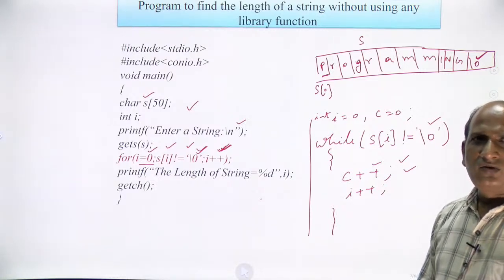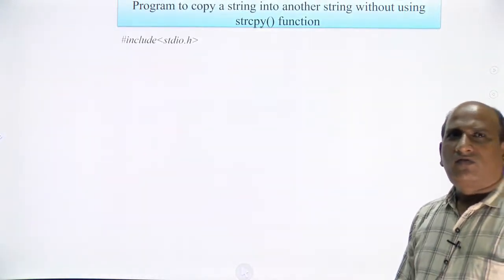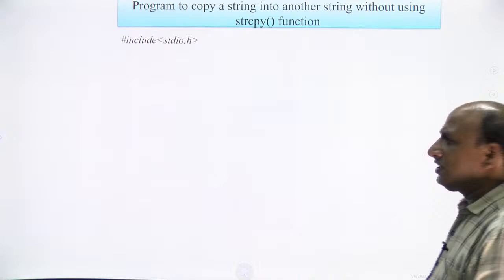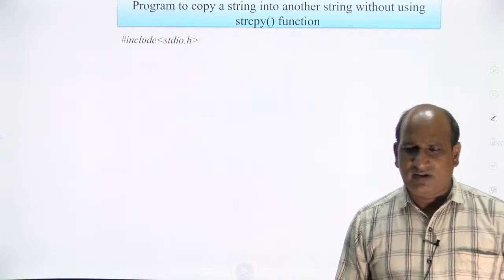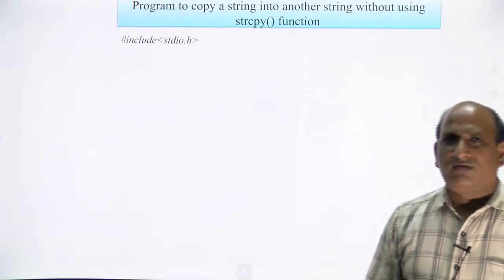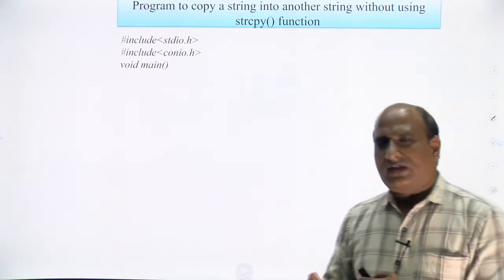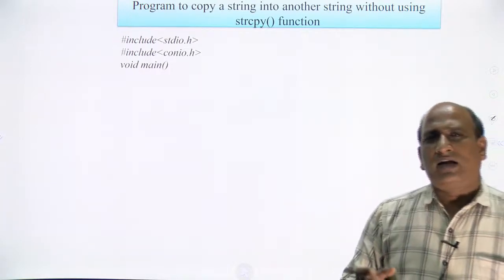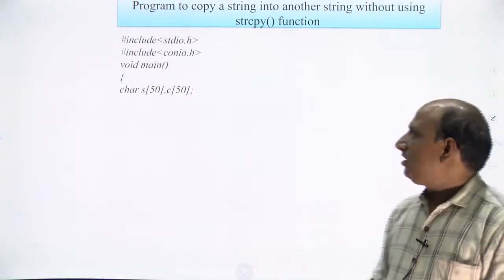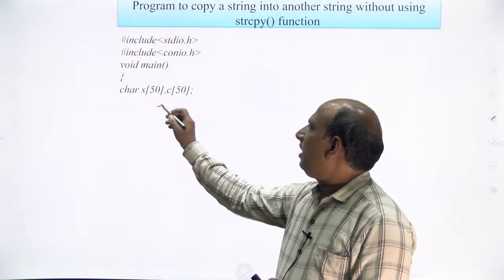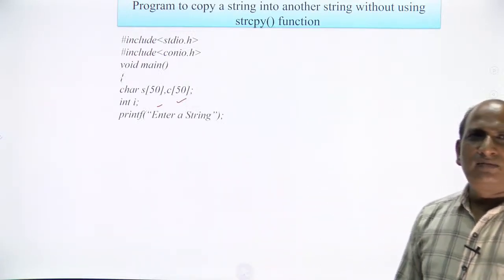Okay. So now let's move ahead, and we want to implement this strcpy function by our own logic. We do not want to copy the string from one string to another by the predefined function. We want to write our own logic. So I have declared a source string s, and I will copy it to this array c, and I have declared a loop variable.